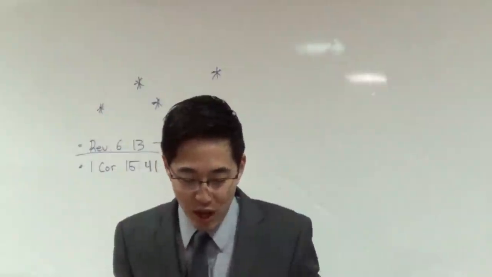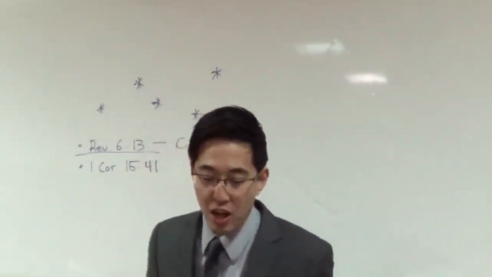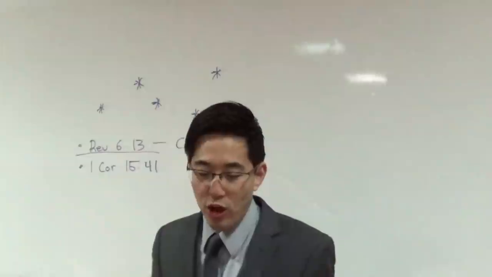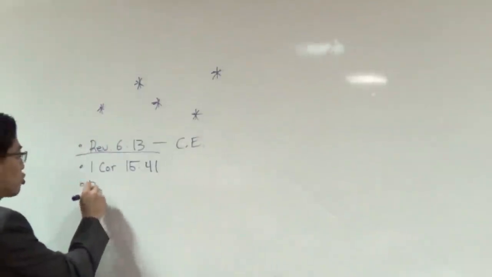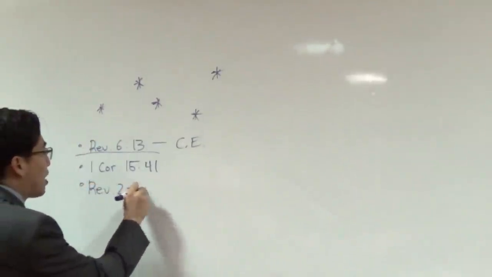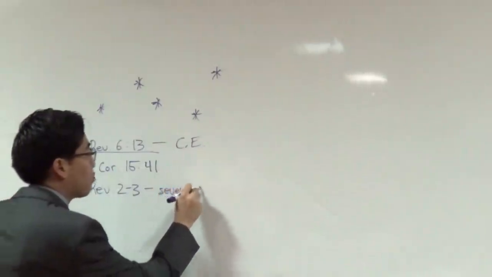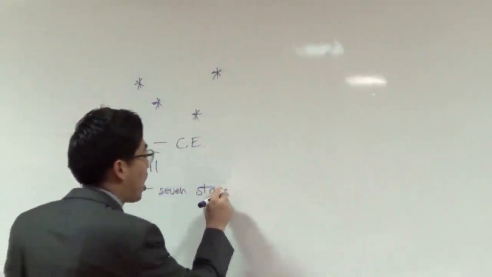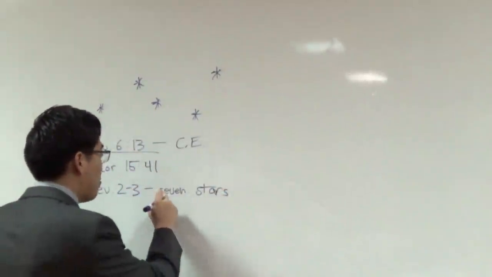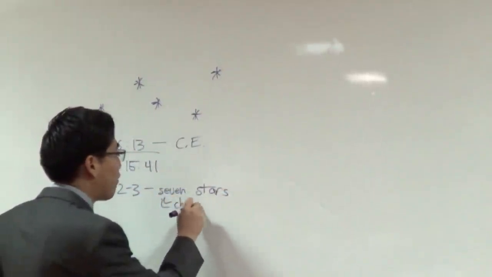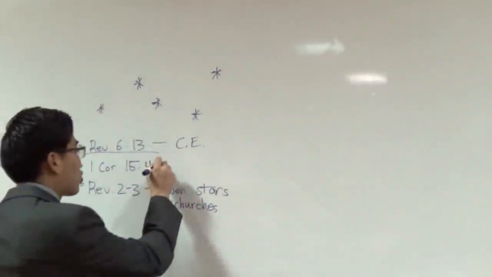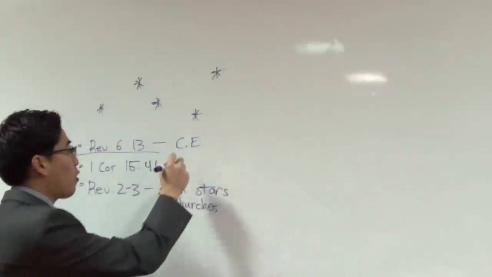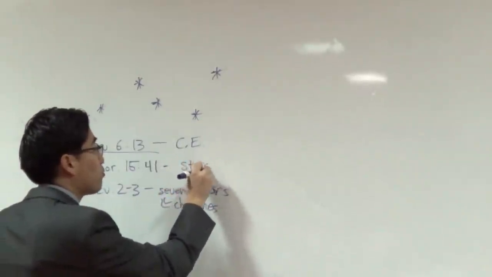1 Corinthians 15:41 says right here, there is one glory of the sun and another glory of the moon and another glory of the stars, for one star differeth from another star in glory. If you look at Revelation 2-3, which is what I thought you were going to do, it's talking about the seven stars, which are the seven churches. The stars are not literally the saints, but the stars can be closer to the saints than you think. How so? Because 1 Corinthians 15:41 says that when we have our glorified appearance, we're going to be like the stars.